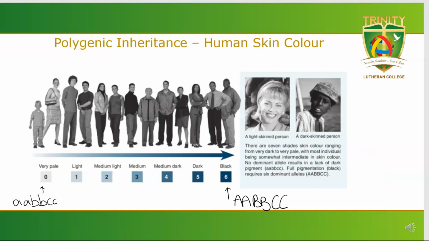We end up with a continuum from very pale all the way through to completely black skin. And we've divided it up into 7 different shades of skin color, ranging from really, really dark, where the higher the number, the more melanin you produce, all the way through to very pale, where you've got the homozygous recessive of all 3 different alleles, 3 genes.